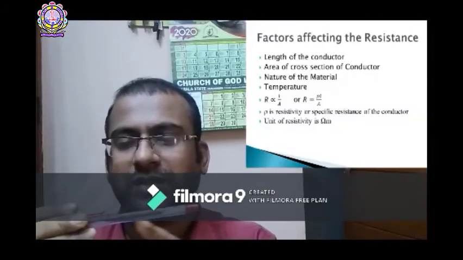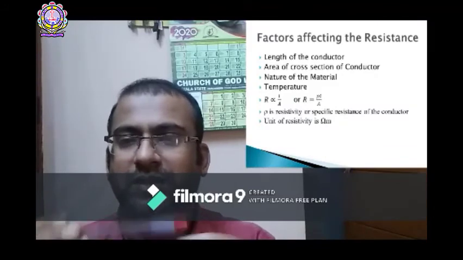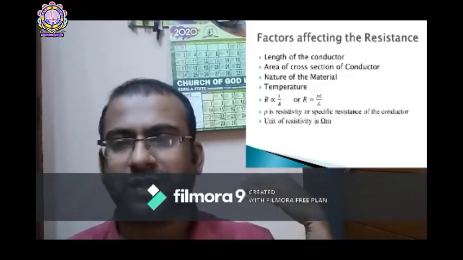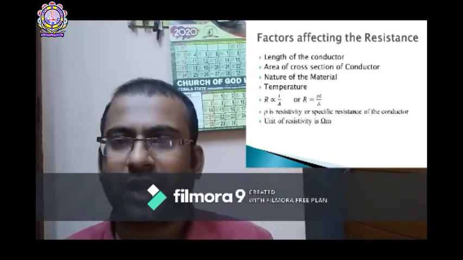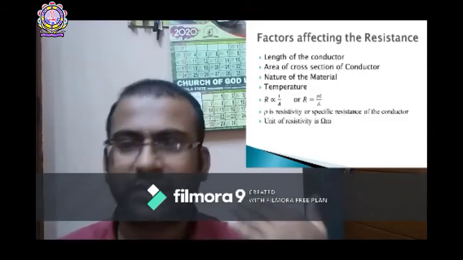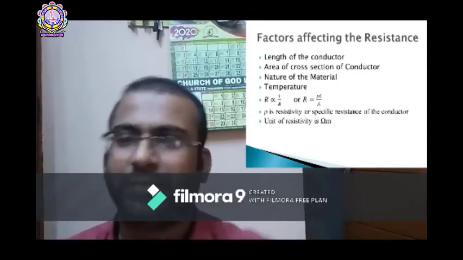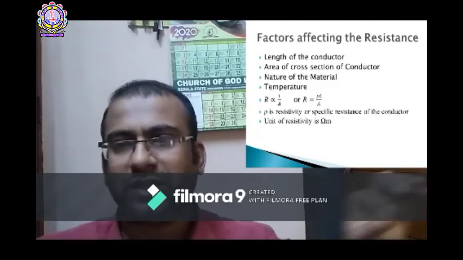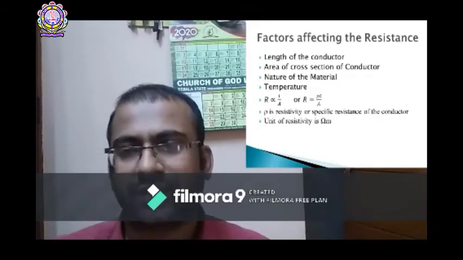So what are the factors affecting the resistance of a conductor? That's what we are going to discuss. First one is length. If the length of the conductor increases, the resistance also increases. Similarly, in traffic, if the length of the block is increased, we face difficulty reaching there. But if the length of the traffic block is less, we can pass it very easily. Like that, if the length is increased, the resistance also increases.